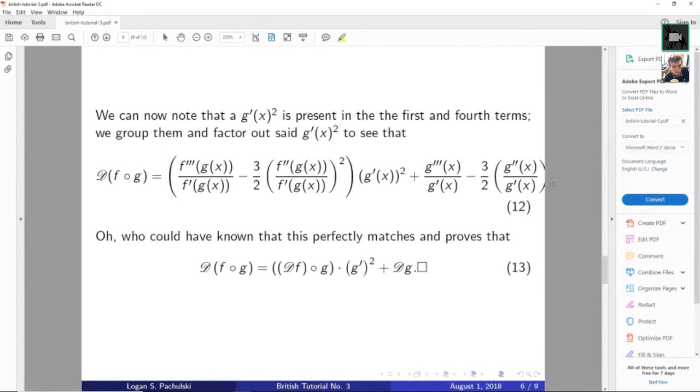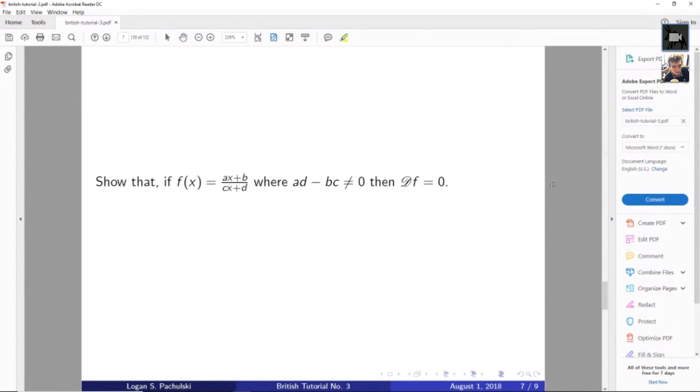Now that we have shown that to be true, we can go on to the next problem we are given. We have to show that given a function f equals ax plus b over cx plus d, where ad minus bc does not equal 0, we have to prove that the Schwarzian derivative of f is equal to 0.